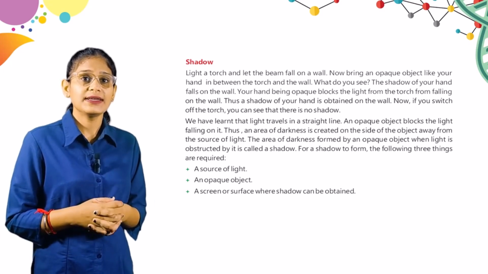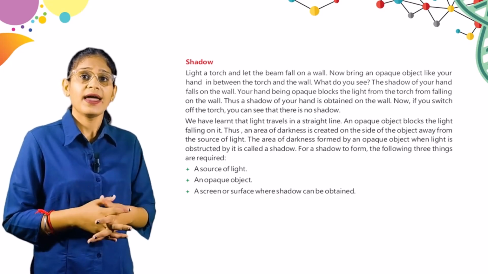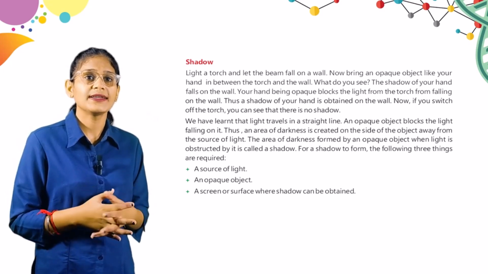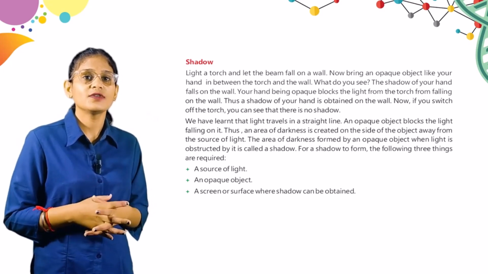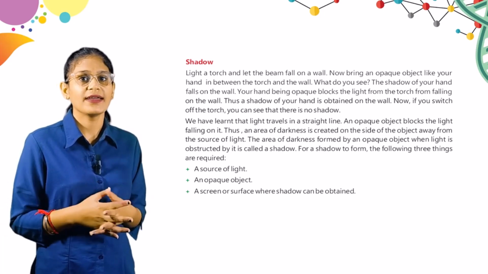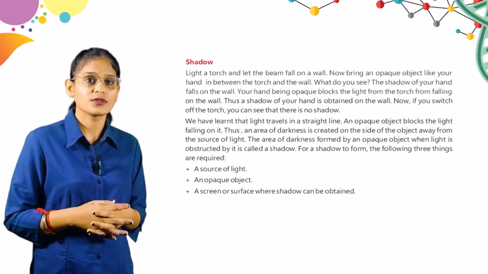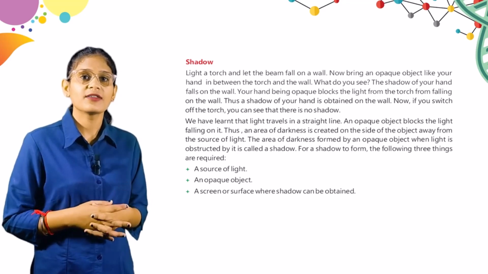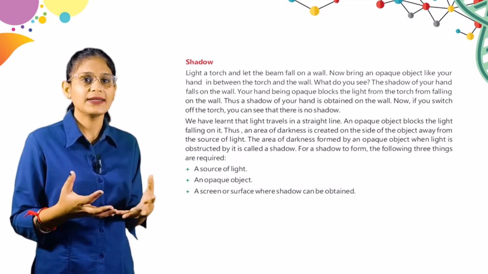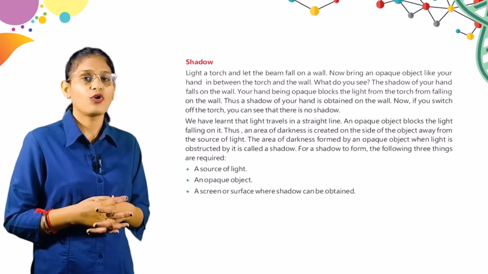We have learned that light travels in a straight line and opaque objects block the light falling on it. Thus, an area of darkness is created on the side of the object away from the source of light. The area of darkness formed by an opaque object when light is obstructed by it is called a shadow.